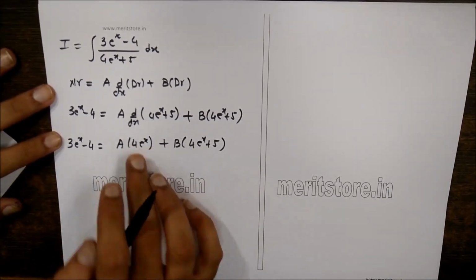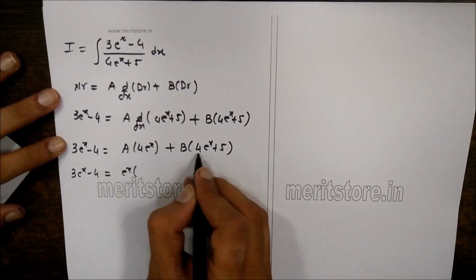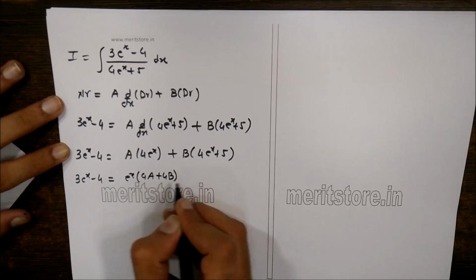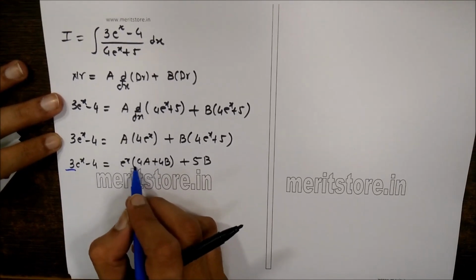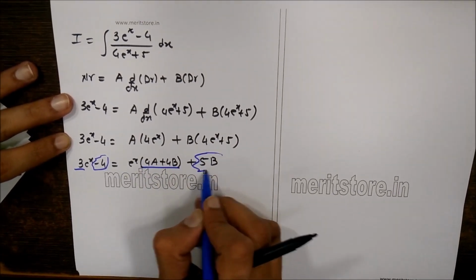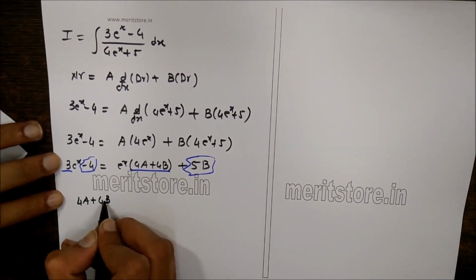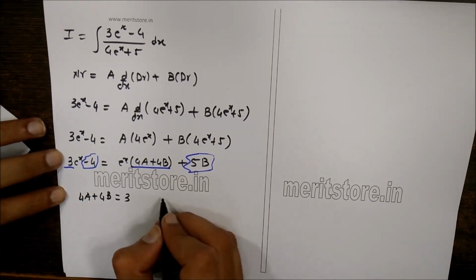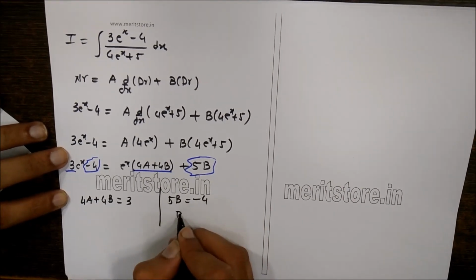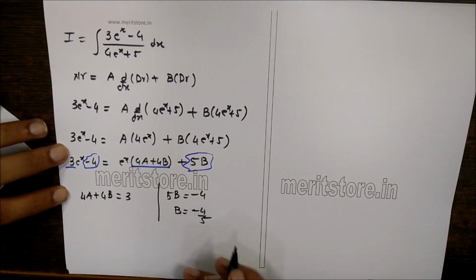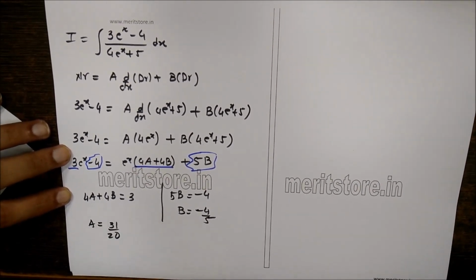Taking the like terms of e raised to x together, 3 e raised to x minus 4 is e raised to x of 4a plus 4b, and we have 5b separate. Taking the like terms of e raised to x with e raised to x and the constant with the constant, what we get is 4a plus 4b equals 3, and 5b is equal to minus 4, and b is equal to minus 4 by 5. Substituting this value here, I get the value of a as 31 upon 20.